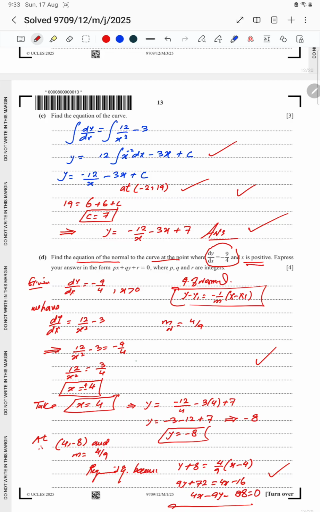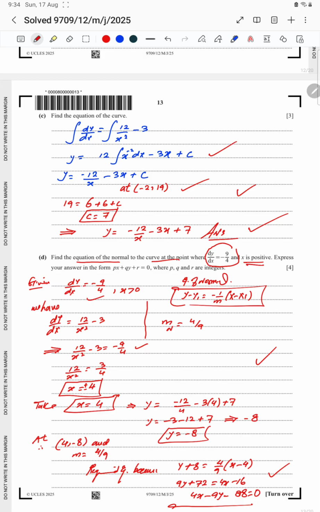So we calculated dy by dx, and we equate dy by dx equal to minus 9 by 4. It was given to us here. After solving, we get x equal to plus minus 4, but we took x equal to 4. The reason is that it is given x is positive, so we will not go with the negative. If the option is negative, then we can switch it for the negative case.